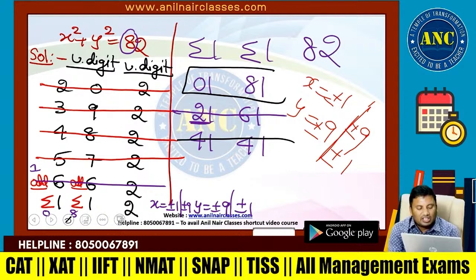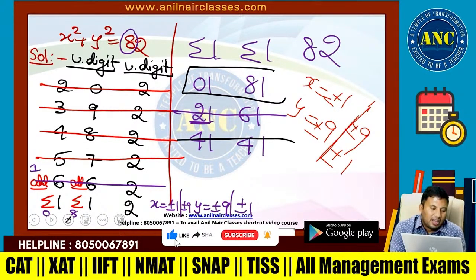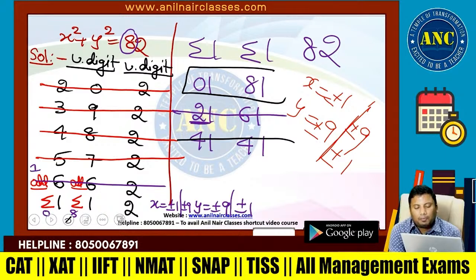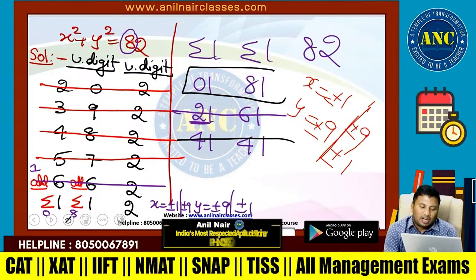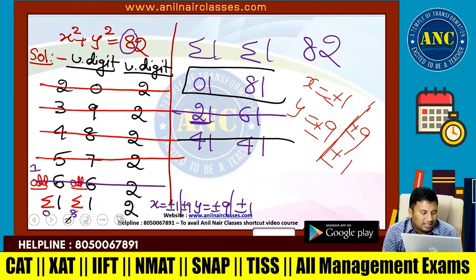6 plus 6 is 12. 2, 1 carried. Odd plus odd is even. Even plus 1 is an odd number. It is out. Even 1, even 1. What are the cases? 0, 1 plus 81. 21 plus 61. 41 plus 41. 21, 61 not possible. 41 not possible. Only case possible is 0, 1 and 81.